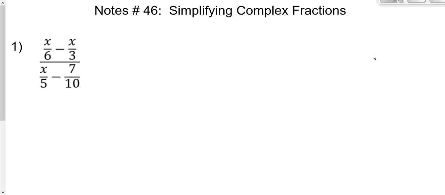And let me first say that when you see the word complex, you might be thinking about complex numbers, like numbers that are related to the square root of -1. However, in this context, that's not what we mean by complex. Maybe the word complicated would make more sense. These are complicated fractions. They have fractions inside fractions. So they are rational expressions which contain rational expressions inside them. Let's work through how to simplify them.